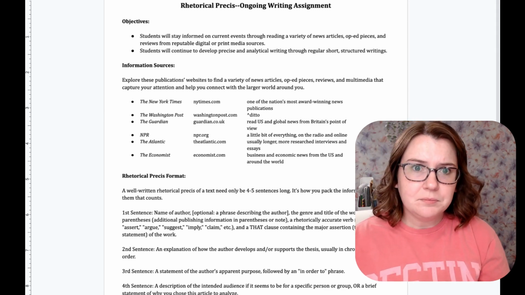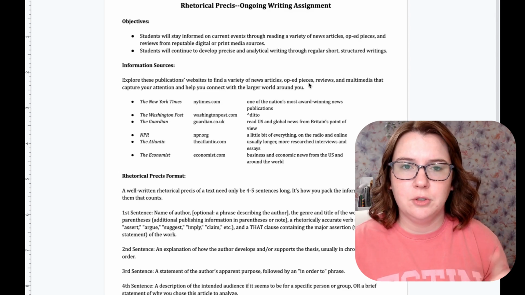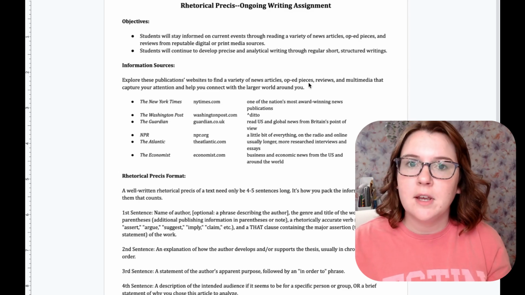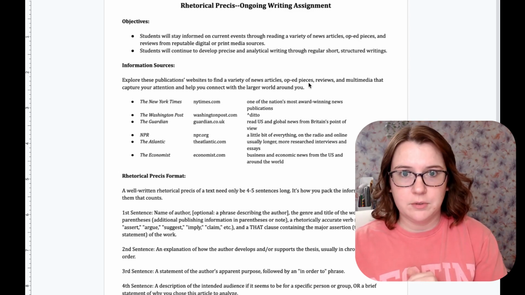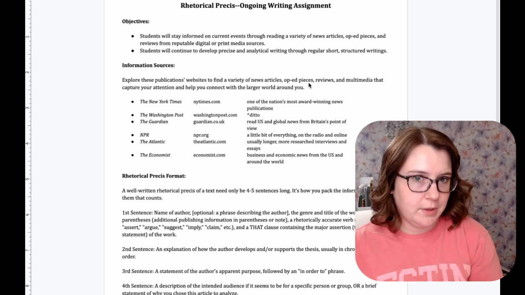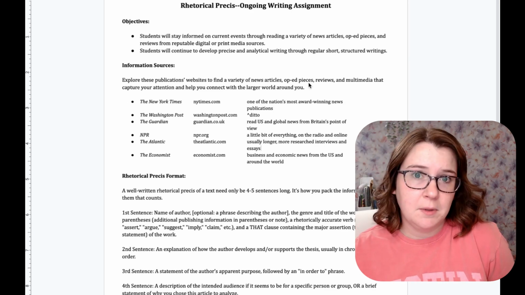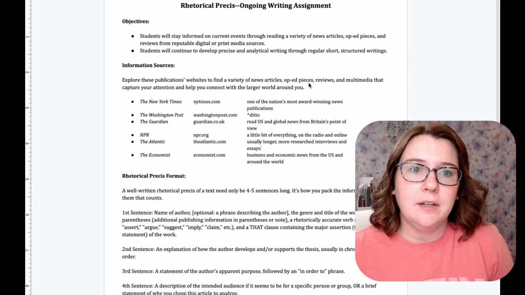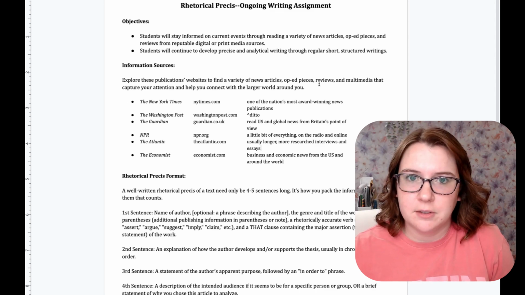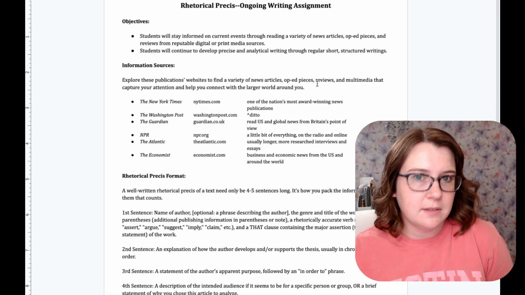Here's what it is. I ask students to go to one approved news source every week and pick an article. So ideally something that's been published within that week. They may have to stretch back a little bit to find something that interests them, something that catches their eye. And I don't tell them it can or can't be on certain topics or anything like that. It just needs to be something written.